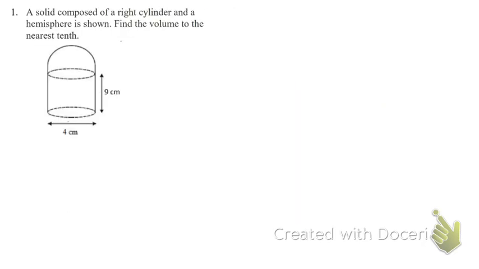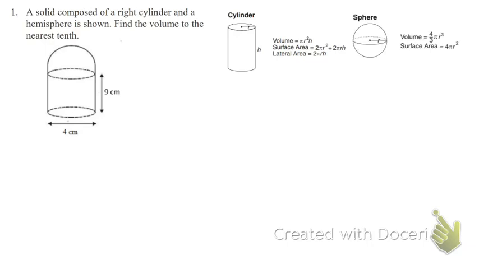So this example has a cylinder and a hemisphere. Wasn't quite sure it was a hemisphere. It looks a little warped to me, but it says that it's a hemisphere and a cylinder. So we look up the two formulas, cylinder and hemisphere. We don't have a hemisphere formula, but you could have written it and added it to your reference sheet.